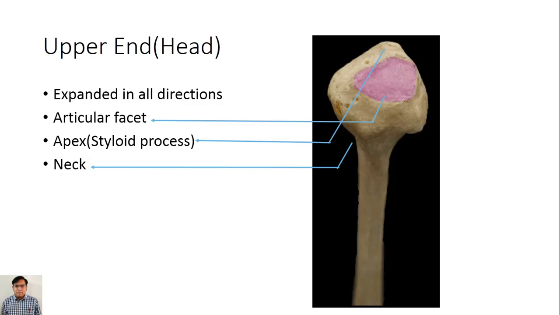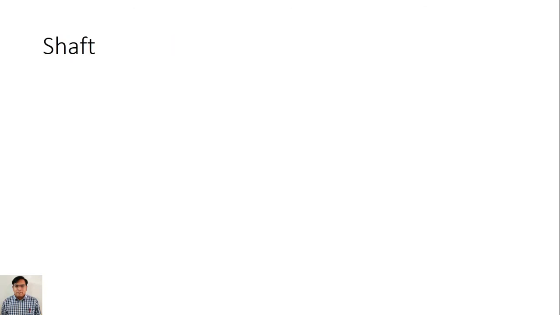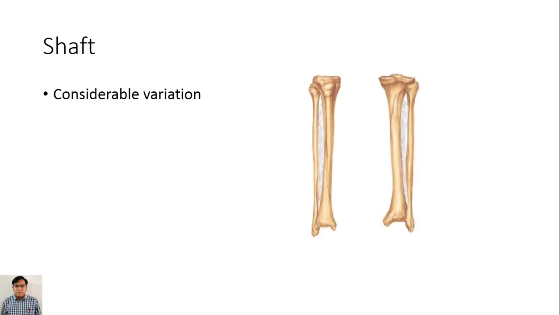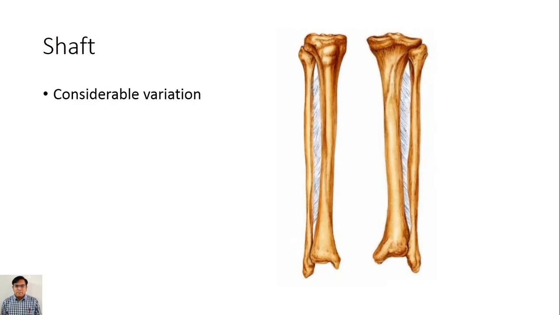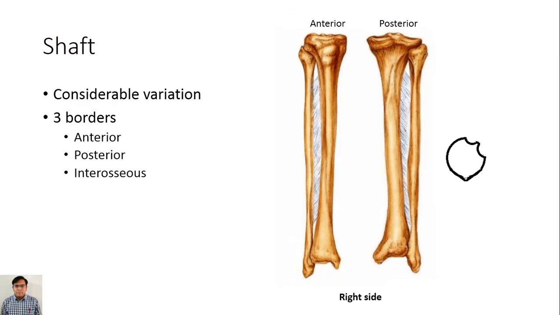Then the shaft starts. Now the shaft has considerable variations as we go from the upper side to the lower side. So this is the fibula of the right side, anterior view and posterior view. It has three borders. On cut section it looks like this. The three borders are the anterior border, posterior border and interosseous border.